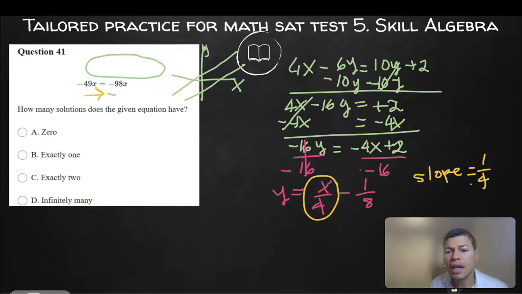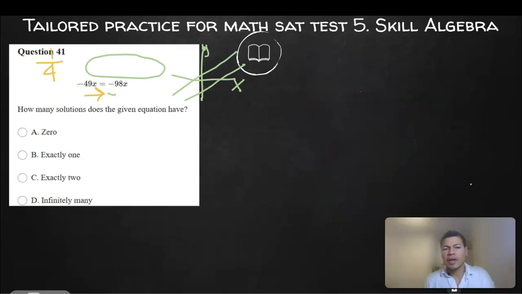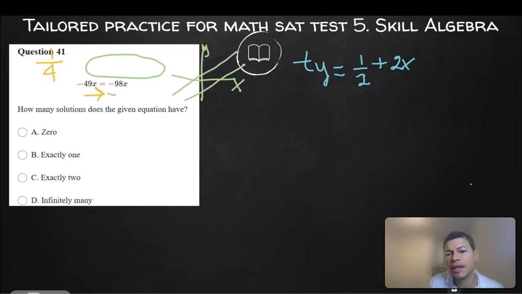Because we know the slope of the first line, I'm going to erase everything and find the slope of the second line. For my second equation, I have ty equals 1/2 plus 2x. So now we are going to solve for y. Because the t is multiplying the y, I need to divide everything by t. So we are going to divide the whole equation, the left side by t, and the 1/2 by t.